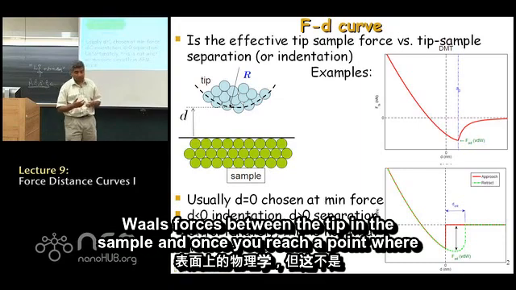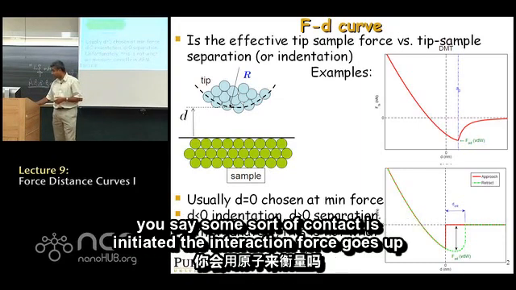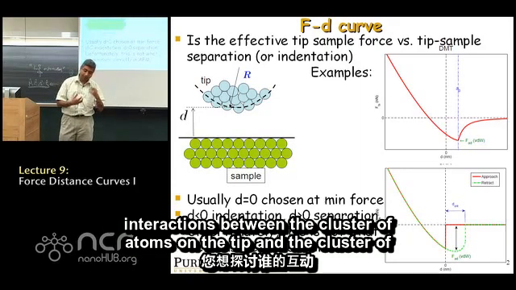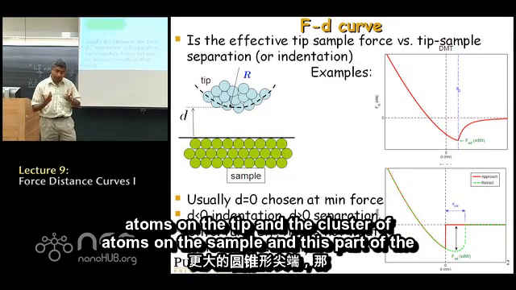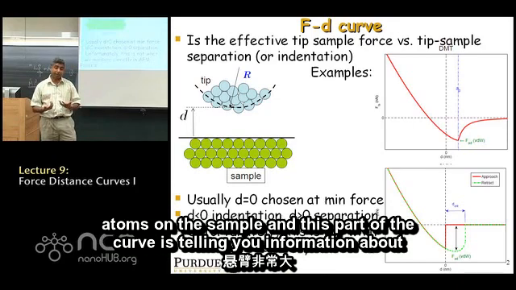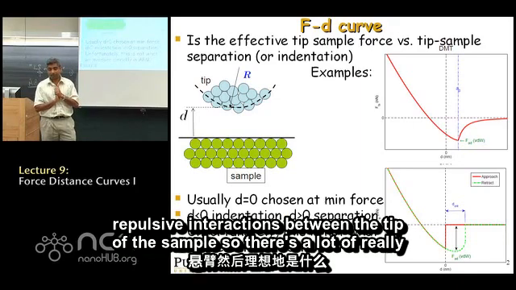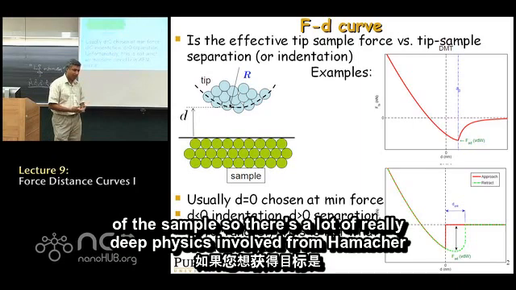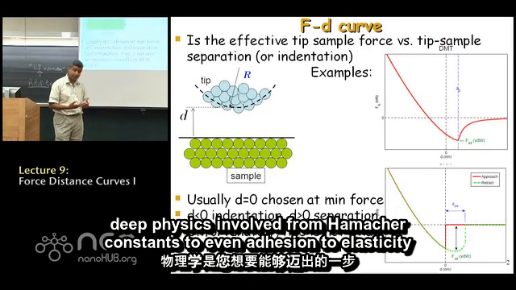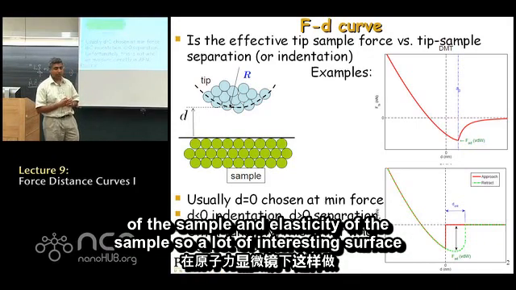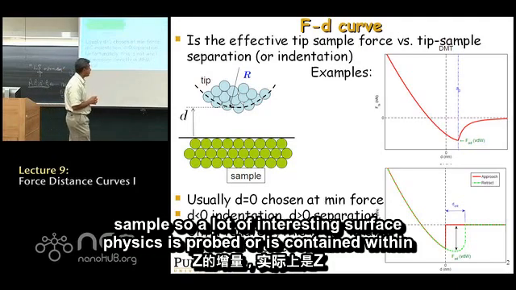Once you reach a point where contact is initiated, the interaction force goes up and becomes positive. You get repulsive net interactions between the cluster of atoms on the tip and the cluster of atoms on the sample. This part of the curve tells you about the elasticity of the sample and about repulsive interactions between the tip and the sample. So there's a lot of deep physics involved, from Hamaker constants to adhesion, to elasticity and inelasticity of the sample. A lot of interesting surface physics is contained within these FD curves.